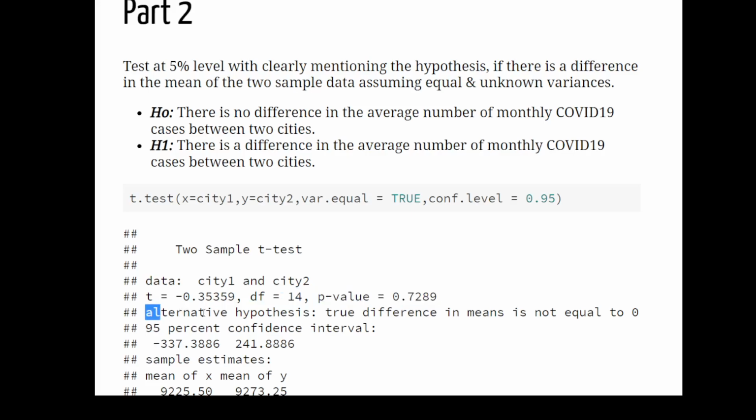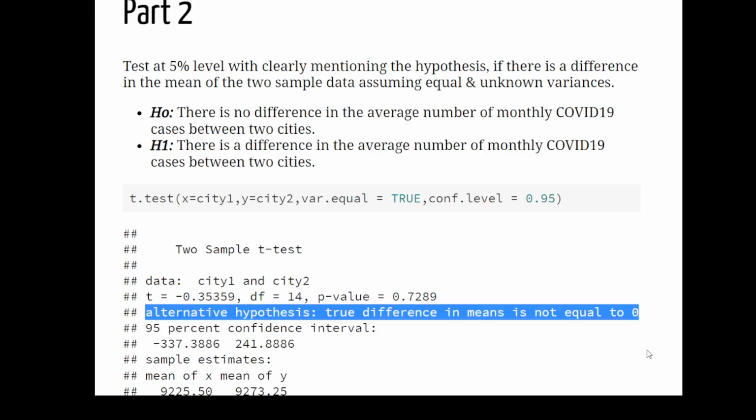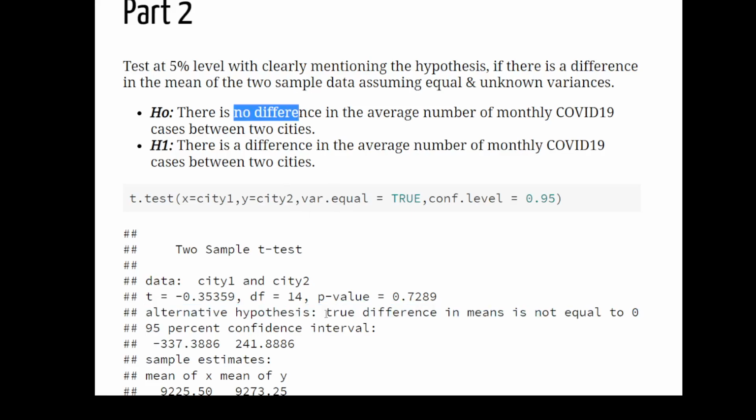Now, just look at this. This is interesting here. The alternative hypothesis is that the true difference in means is not equal to 0. Constructively, that means the null hypothesis is that the true difference in means is equal to 0. So there's a correspondence here between the difference in means having some numerical value, and no difference. This is the null hypothesis, and that is equivalent to there being no difference. The difference of means equals 0.